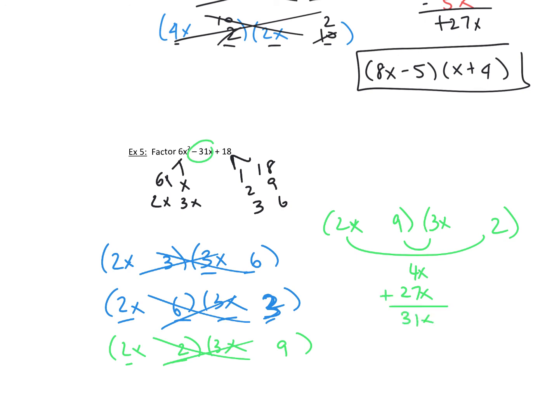I need a negative 31x. So that means this sum has to be negative. These both have to be negative, which makes sense because remember yesterday we talked about this tells me the signs are the same. So these are both going to be negative. And so there is your answer, 2x minus 9 times 3x minus 2.